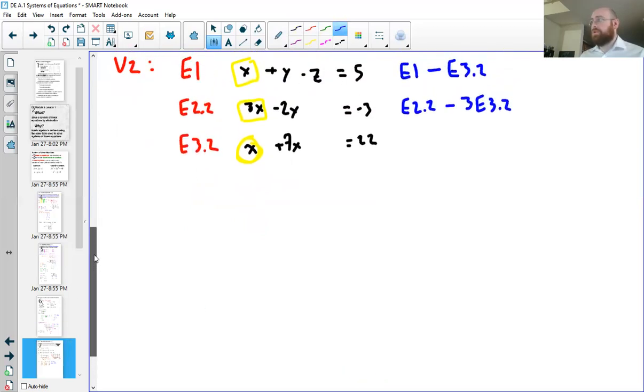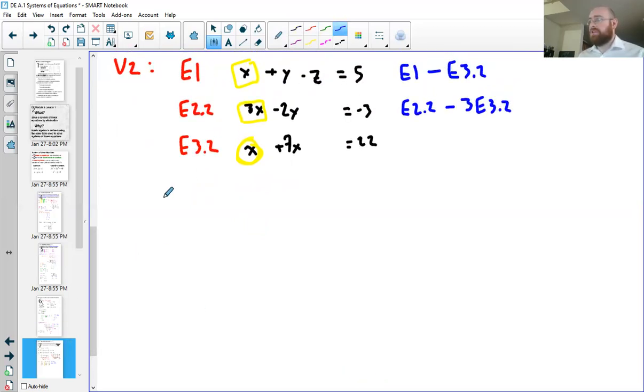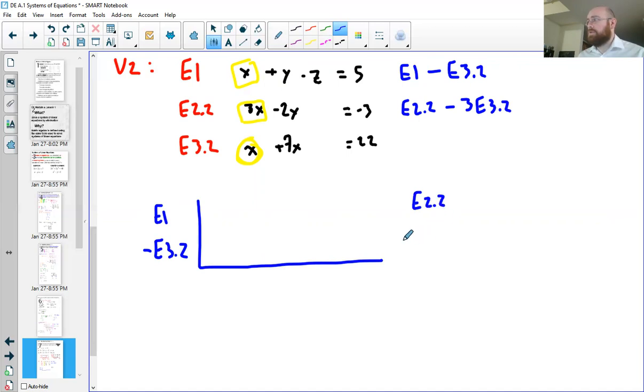So I'm going to, same as before, get that written up. So I have E1 minus E3.2. And then we'll have E2.2 minus 3 E3.2.